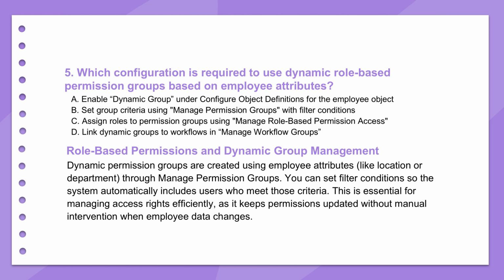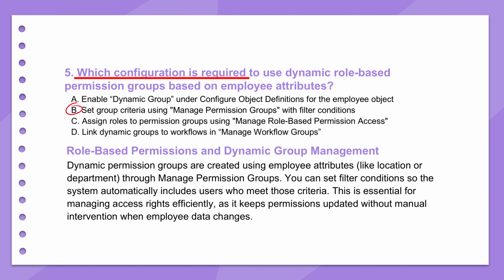Okay, for our final challenge today, let's look at something a bit more advanced, but incredibly useful. Dynamic, role-based permission groups. These are the groups where membership isn't static. It changes automatically based on employee data like the department, their location, their job title. What's the essential configuration piece needed to set up this powerful feature to make sure permissions stay current without someone having to constantly update lists? The required setup involves B, set group criteria using managed permission groups with filter conditions.